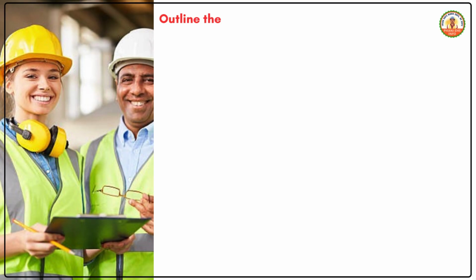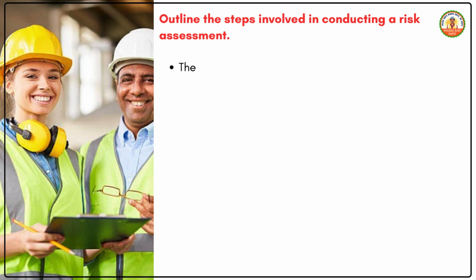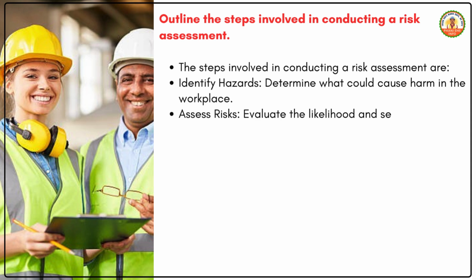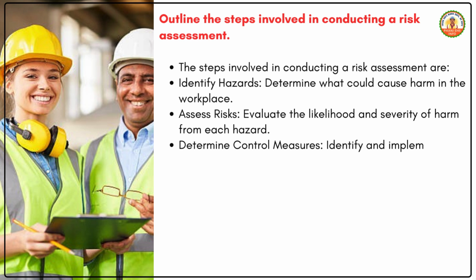Outline the steps involved in conducting a risk assessment. The steps involved in conducting a risk assessment are: identify hazards, determine what could cause harm in the workplace. Assess risks, evaluate the likelihood and severity of harm from each hazard. Determine control measures, identify and implement measures to eliminate or reduce the risks.